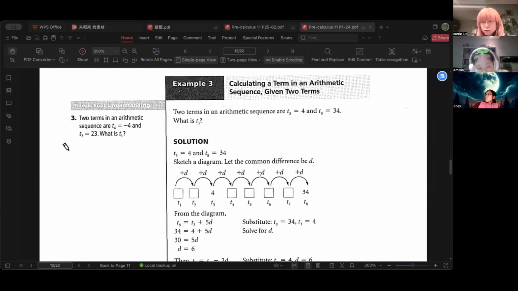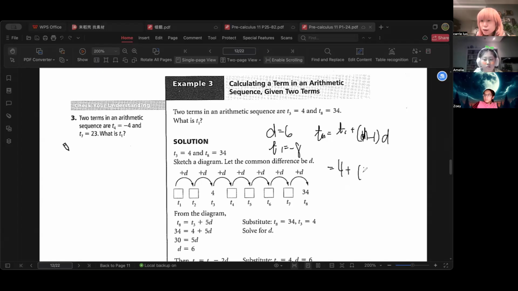Okay, so by using this, because we know that D equals 6 and T1 equals -8, so Tn equals what? We can use the general form of T1 plus n minus 1 times D, right? Which is 4 plus n minus 1 times 6 equals 6n minus 6 plus 4 equals 6n minus 2. Get it?